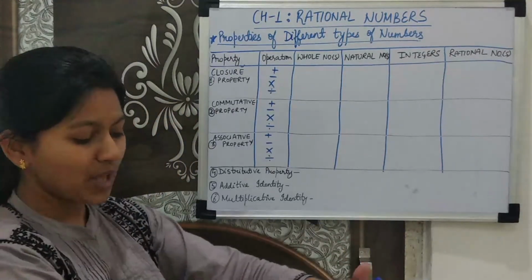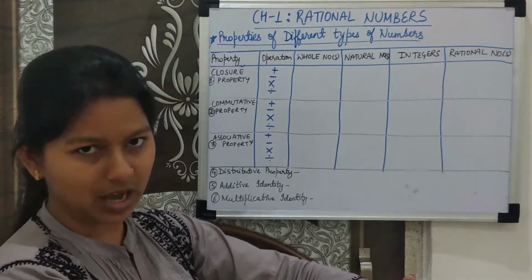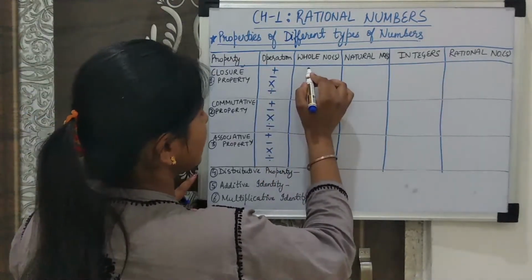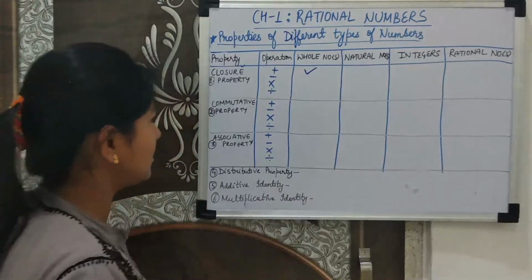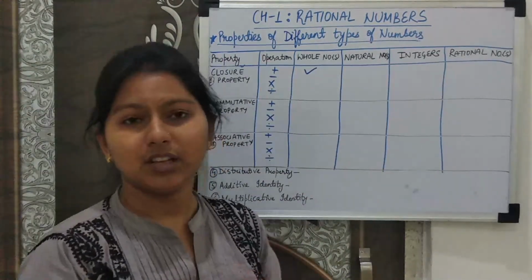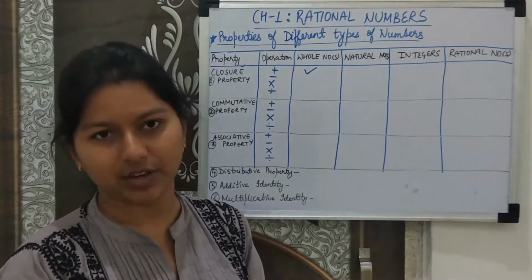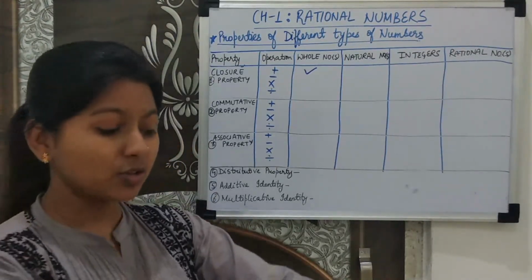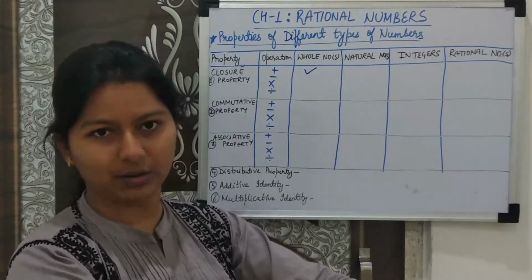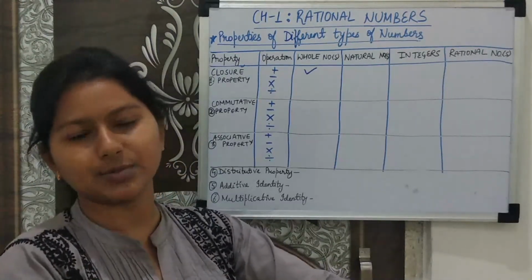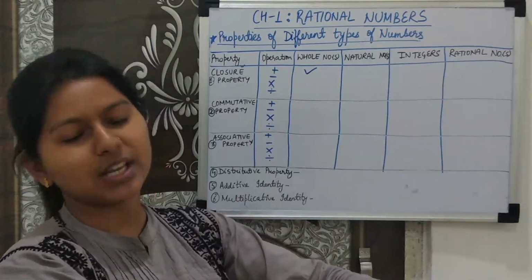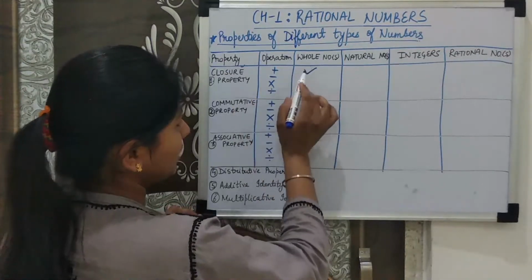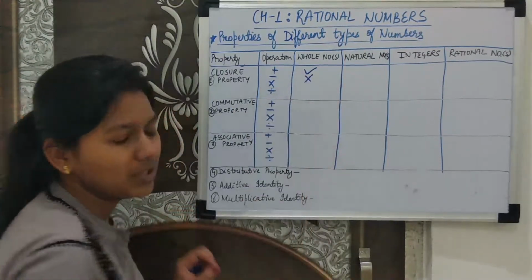So I will say that whole numbers are closed under addition. 2 plus 5 is 7, so it is closed under addition. Now we will check for subtraction. 2 minus 5 is minus 3. This was the boundary for whole numbers. Minus 3 is not coming under this boundary. Minus 3 is outside the boundary of whole numbers. So whole numbers are not closed under subtraction.